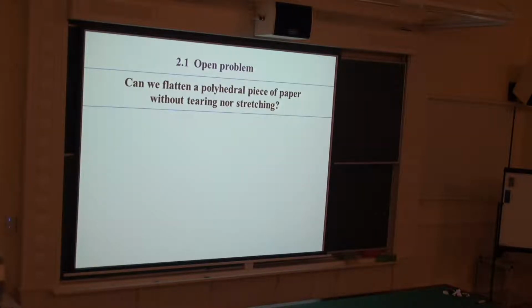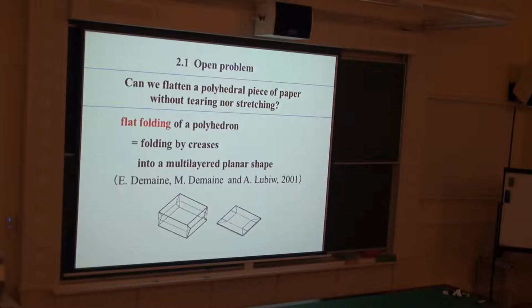Now here is an open problem. Can we flatten a polyhedral piece of paper? It means we can fold by creases, without tearing or stretching. This problem was proposed by Demaine and O'Rourke in 2001. And the flat folding of a polyhedron means folding by creases into a multi-layered planar shape.